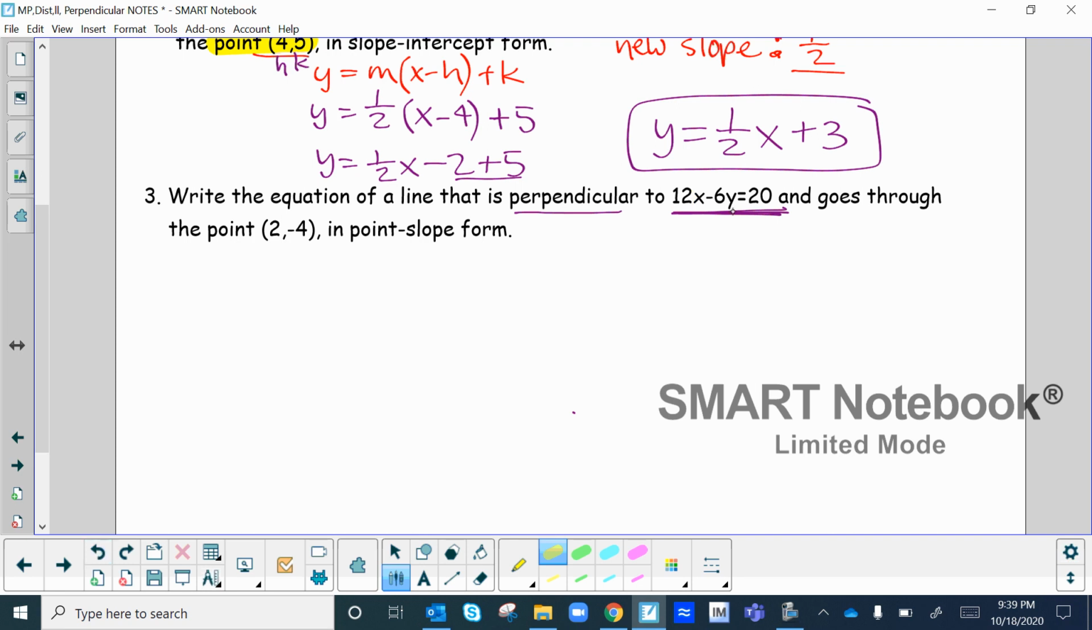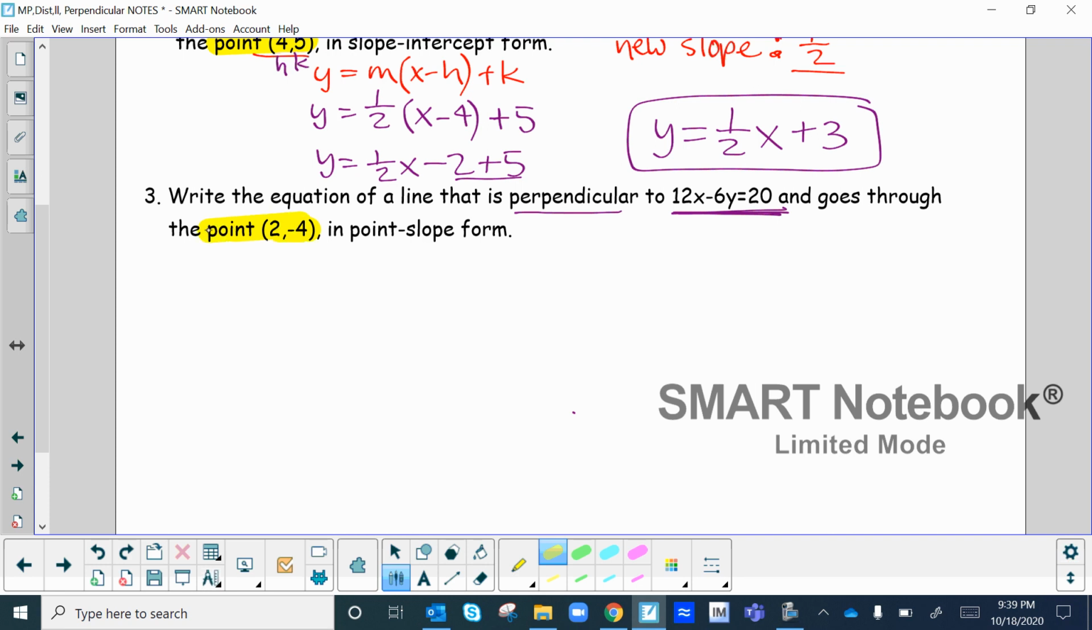So what do I need to do to this equation? I need to figure out the slope. That means I need to change this to slope-intercept form because I cannot tell right now. It's in standard form. And then it is going to go through this point over here. So I'm going to highlight that.